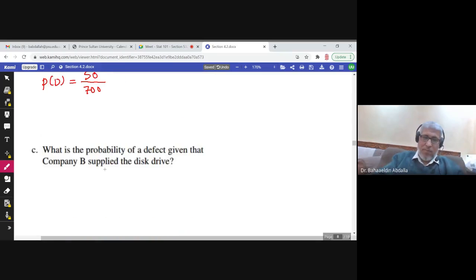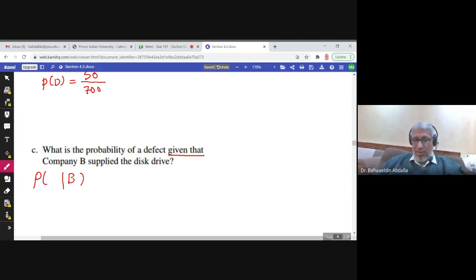That's the probability. Another question: what is the probability of a defect given that... Well, given that means conditional. For a conditional probability, we have a vertical bar like this, and we put the condition here. What is the condition? It is, given that company B supplied the disk drive. So we know that this is the given information. We know that company B supplied the disk drive. So this is something known, something that happened.